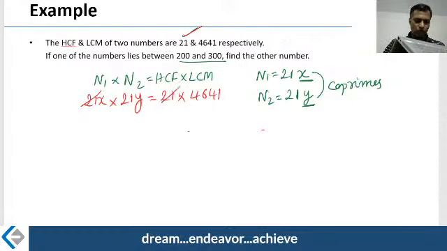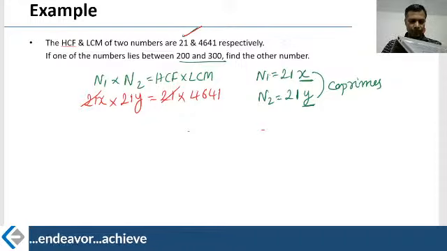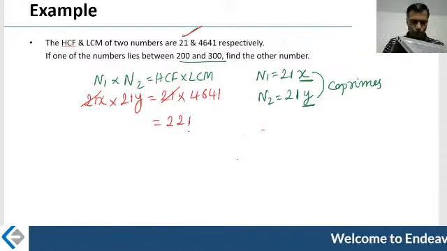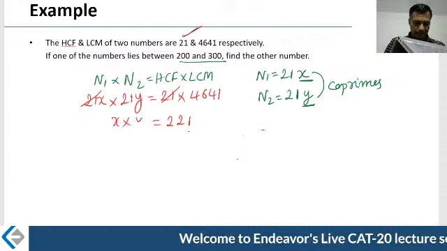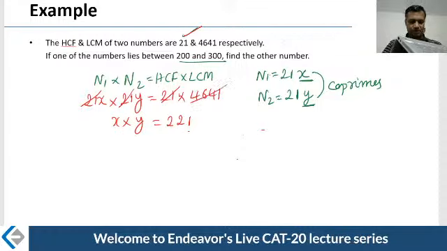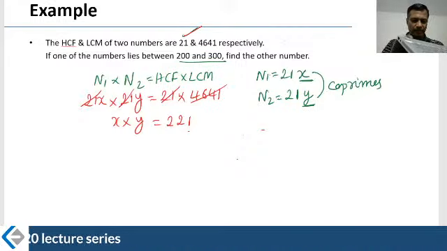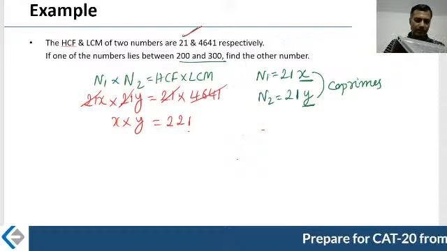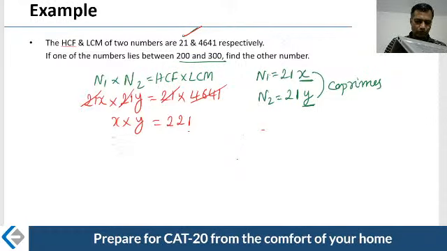This 21 gets cut off with the other 21. Now divide 4641 by another 21, which gives 221. Therefore x into y has become 221. Now x and y should be co-primes. What is this 221? Try and factor it a little bit. You understand that x and y are nothing but 13 and 17. One of them has to be 13, one of them has to be 17.